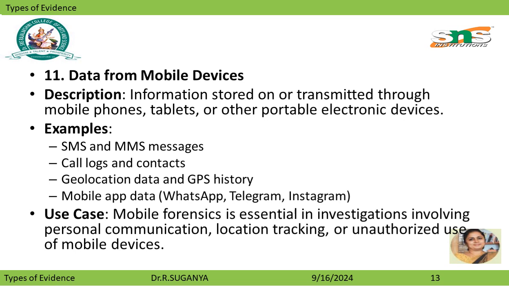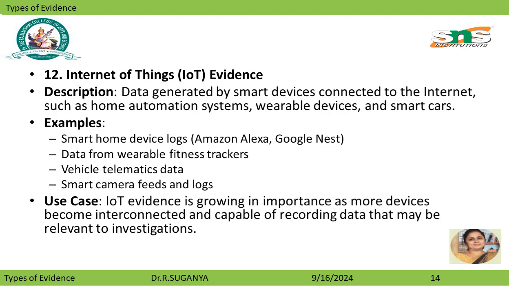Data from mobile devices. Data that can be stored or transmitted through mobile phones, tablets, or other portable electronic devices. Example: SMS and MMS messages, call logs and contacts, geolocation data, GPS history, mobile app data like WhatsApp, Telegram, and Instagram. Mobile forensics is essential in investigations involving personal communication, location tracking, or unauthorized use of mobile devices.